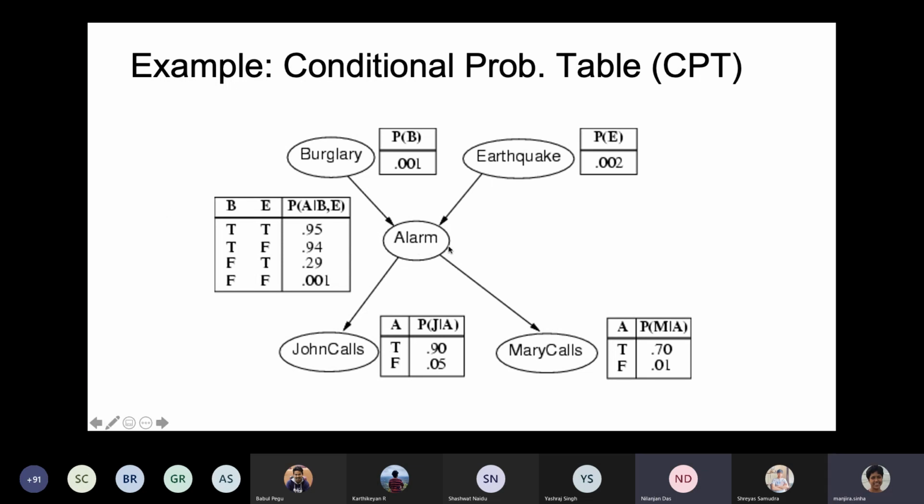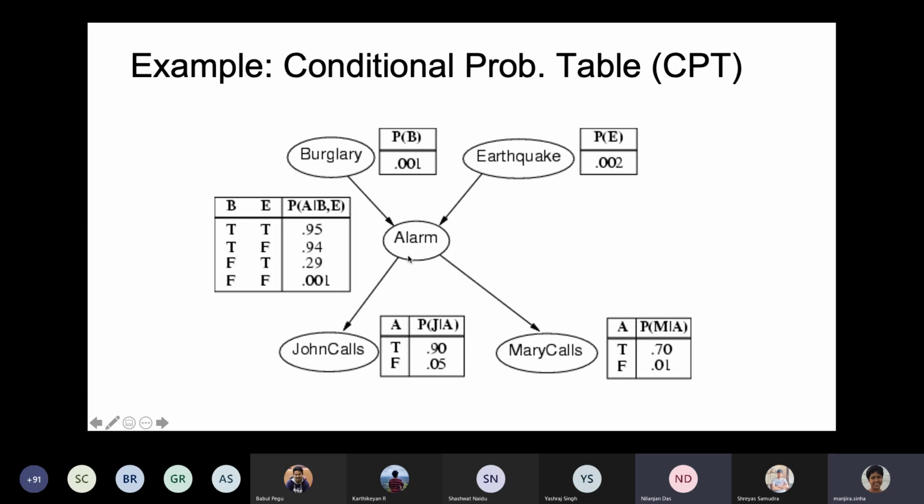So let us see. The first is the alarm. Burglary can directly influence the alarm. So there will be a link. Earthquake can also directly influence the alarm. So there will be another link. And burglary and earthquake are not dependent on each other. Okay, so there is no link among them.